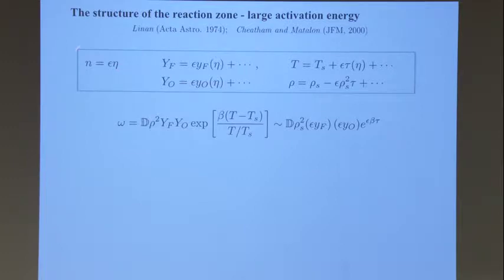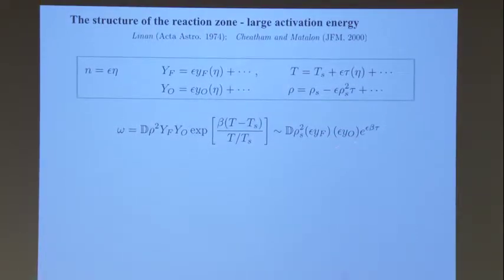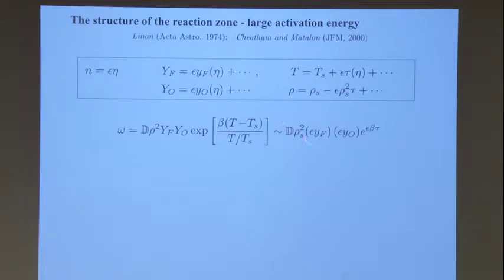Again, you stretch the coordinate n. This is the fuel, the oxidizer. They are small amounts near the reaction zone. The temperature is a deviation of the stoichiometric temperature, and this is the density. This is exactly the same line that I showed you before. In the reaction term, you get the Damköhler number, the fuel, the oxidizer, and the exponent. But now we're not neglecting this thing, we're going to retain it.